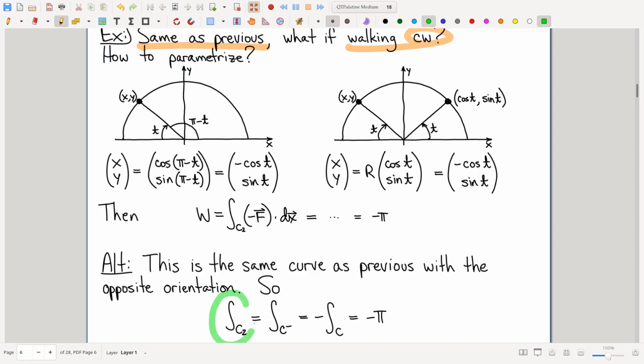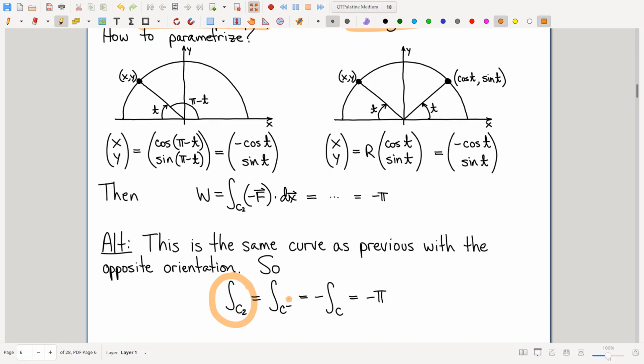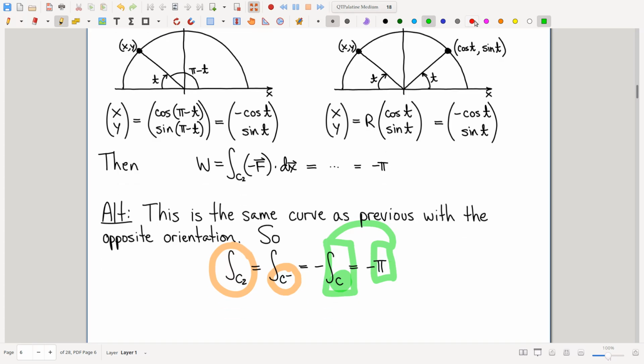Or, if you want, and this is actually the easier way to do it, you can just say, look, you want me to do it clockwise. Well, golly, clockwise is sort of the opposite of counterclockwise, and I already know how to do it counterclockwise. We just got through computing it counterclockwise. And what I want then is the negative of counterclockwise, and so it's negative pi. So really easy: if you need to go in the opposite orientation, just recognize that opposite orientation is going to introduce a minus sign. Just stick in your minus sign, and you're in business.